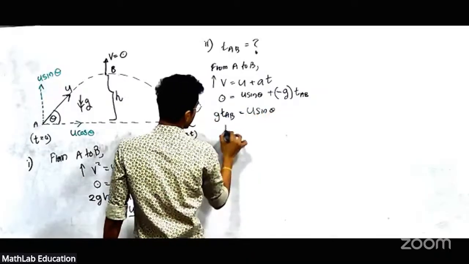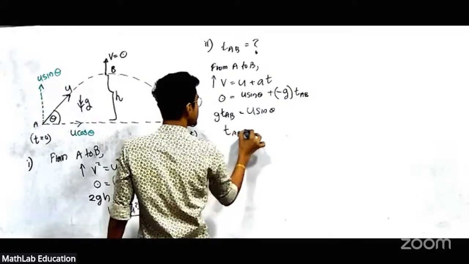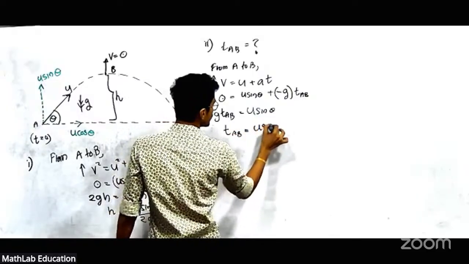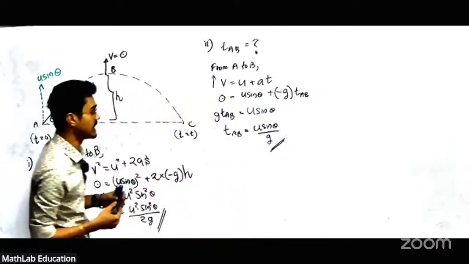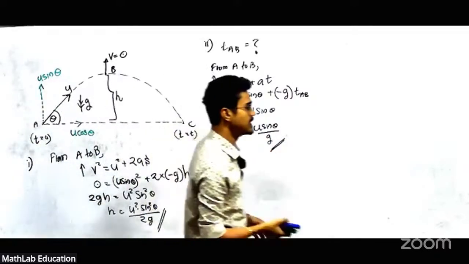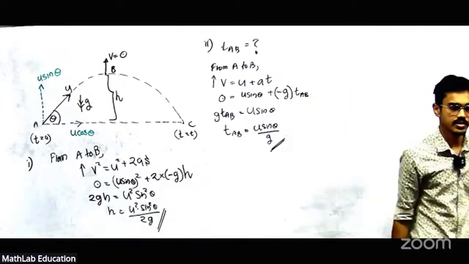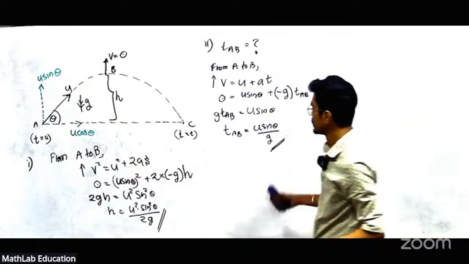So what I needed was TAB. TAB equals u sine theta over g. Which means the time taken to travel from A to B is u sine theta over g.